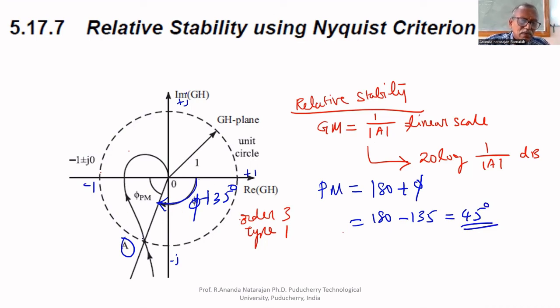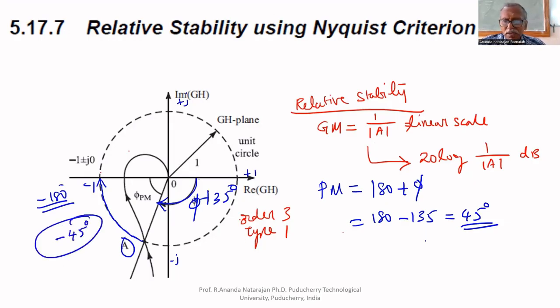The meaning is, if you increase the phase angle further from minus 135 to minus 180, the system becomes the verge of instability. That is phase margin. So if you increase the phase further by minus 45 degree, then system will be on the verge of instability. That is the meaning of phase margin. So without adjusting the gain, we can make the system on the verge of instability by increasing the phase alone.